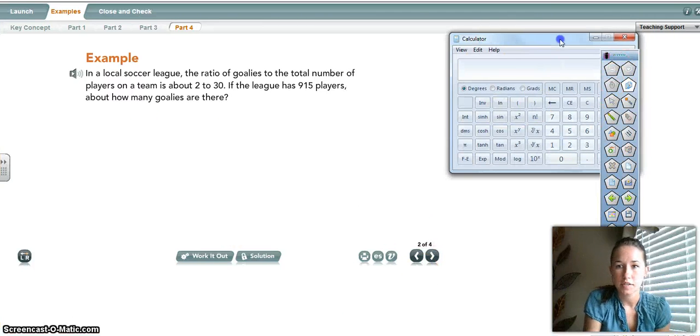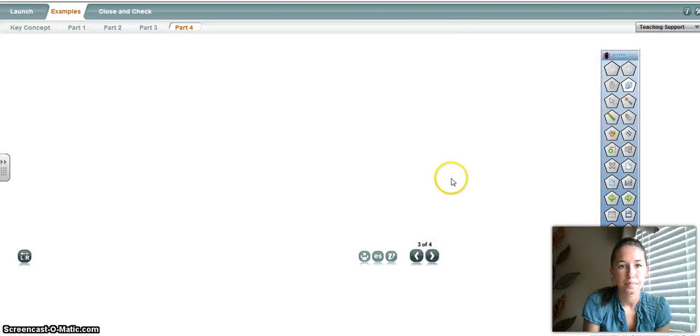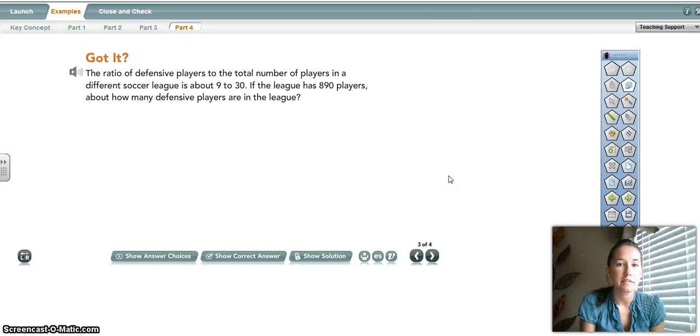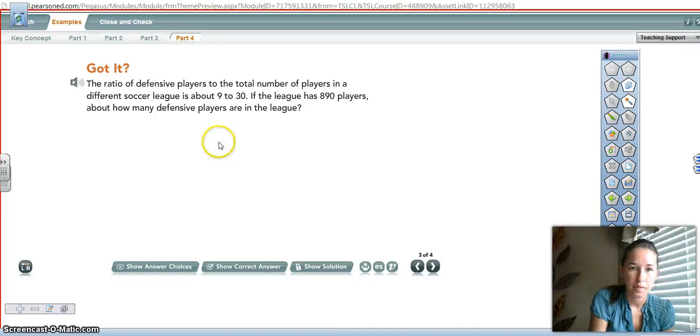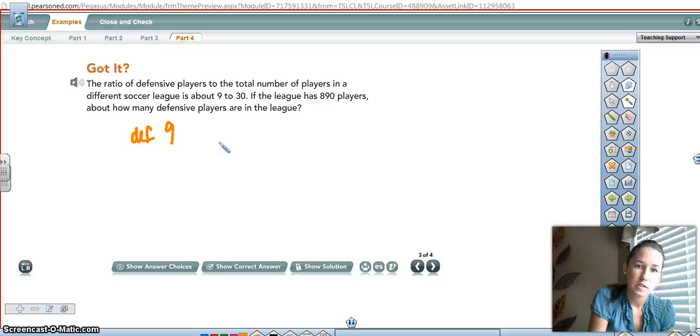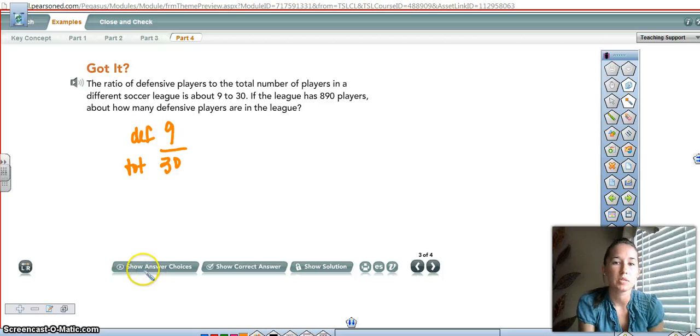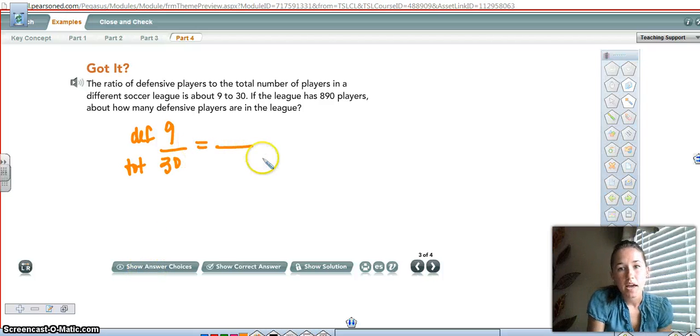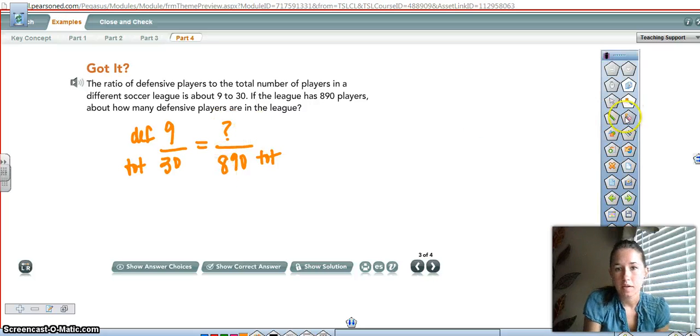All right, let's try another example. The ratio of defensive players to the total number of players in a different soccer league is about 9 to 30. 9 defense, 30 total. I'm just labeling so I keep track of what my numbers represent. If the league has 890 players, about how many defensive players are in the league? Okay, 890. Should that go on top or on bottom? Well, that's the total number of players again, so it'll go on bottom. And I'm solving for how many defensive players are in the league.